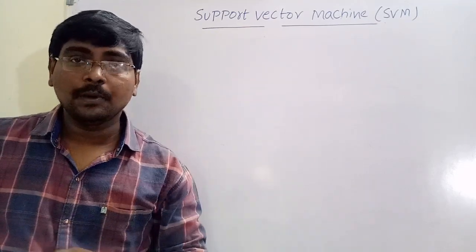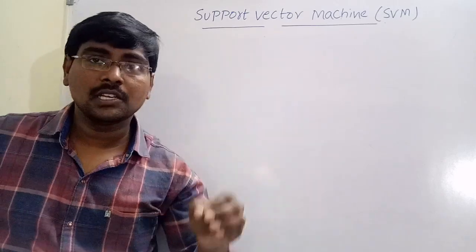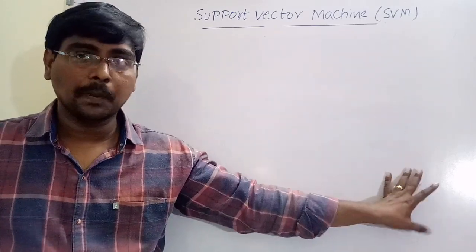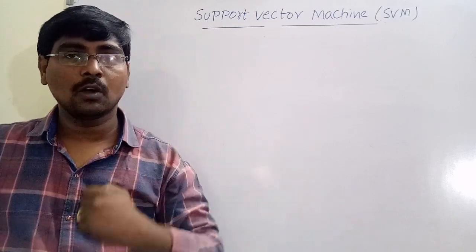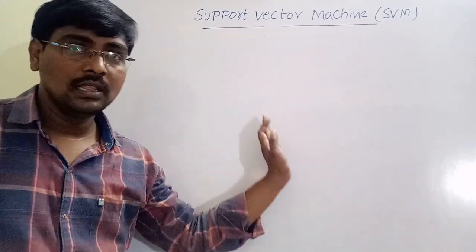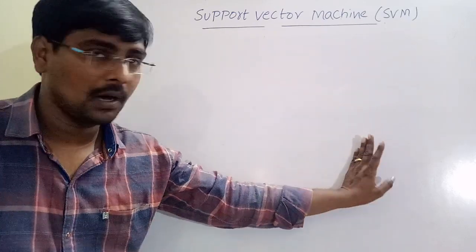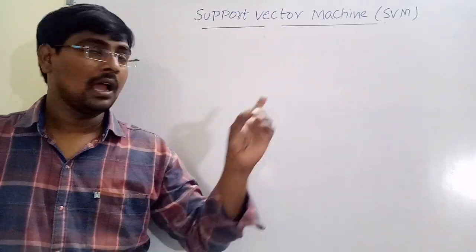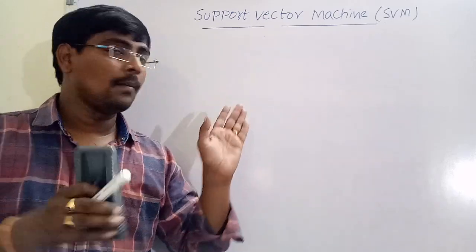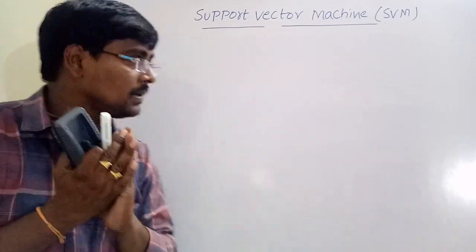What do you mean by optimization problem? Optimization problem is, for a given problem we have many number of solutions. Among the solutions we have to select the best one. So in this case also we have many number of margins. Among the margins we have to select the best margin. Constraint means the margin is selected based on some constraints.